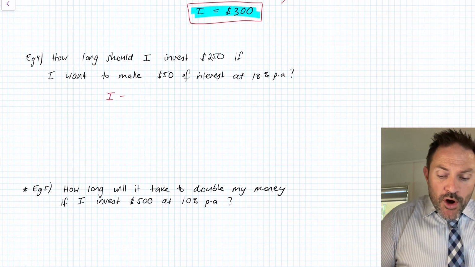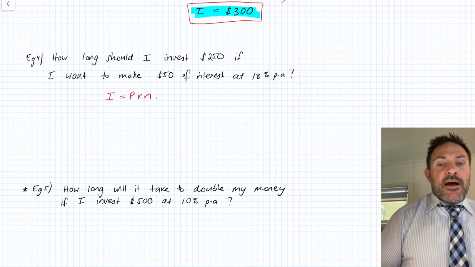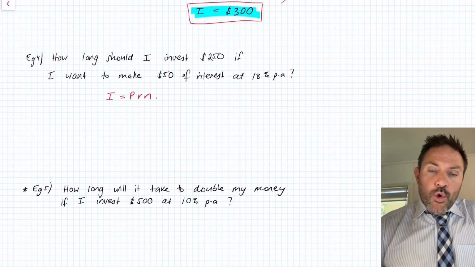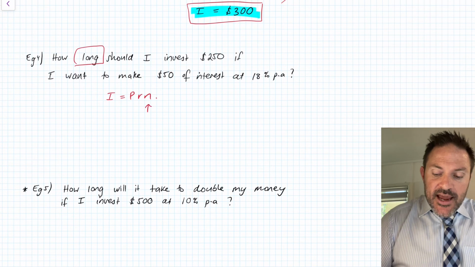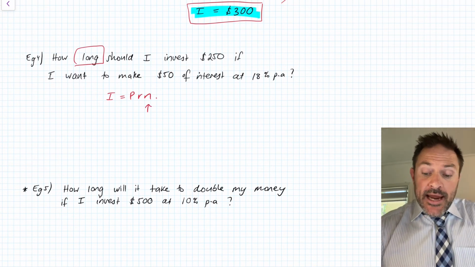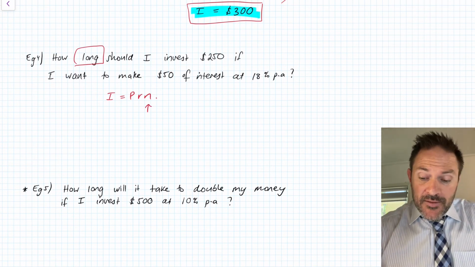Now, no word of compound, I equals PRN. But in this case, what am I looking for? It says, how long? Well, that is the N value, which means I haven't got N, which means I must have the I, the P, and the R.